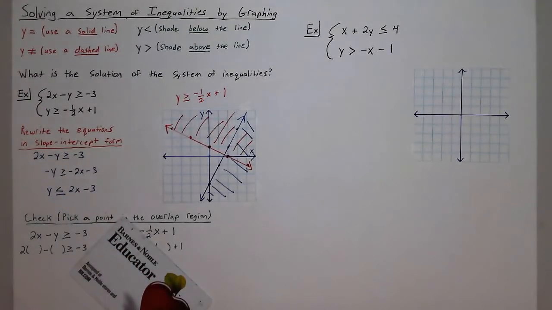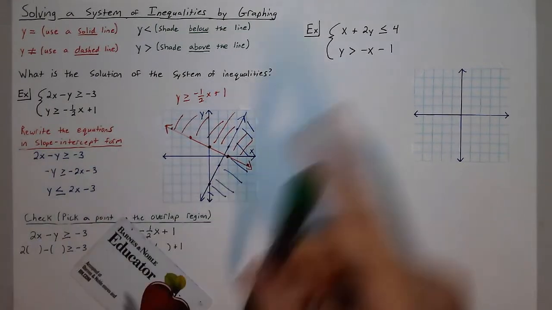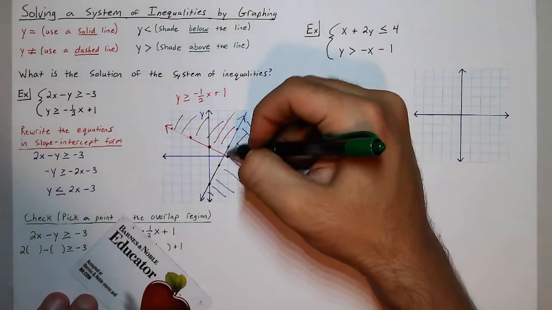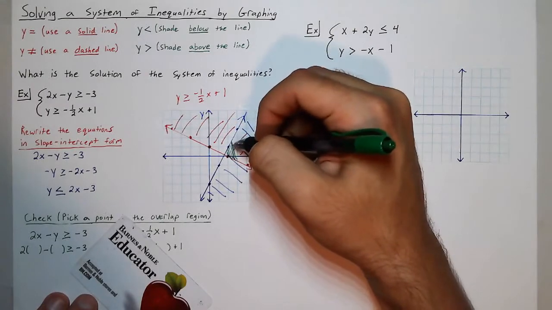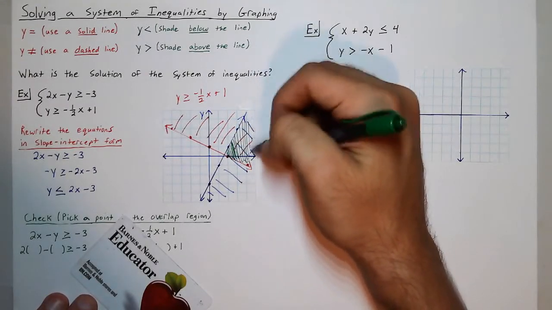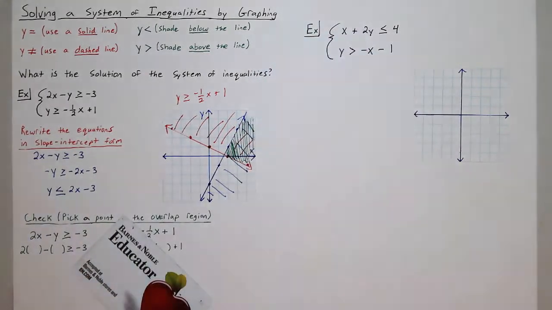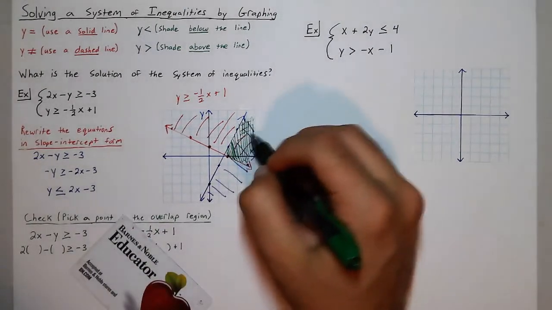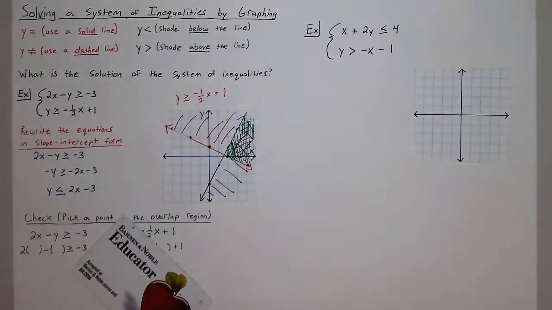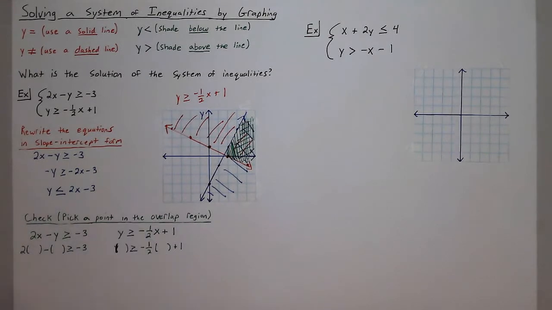Now, the solution to your system is where these two regions overlap, which would happen up over here on the right. And I'll really densely shade this in, but this is where all of my solutions will lie. Now, if you're not totally certain that that is your solution, you can pick any point within that system, and it should work when you plug them into both inequalities.